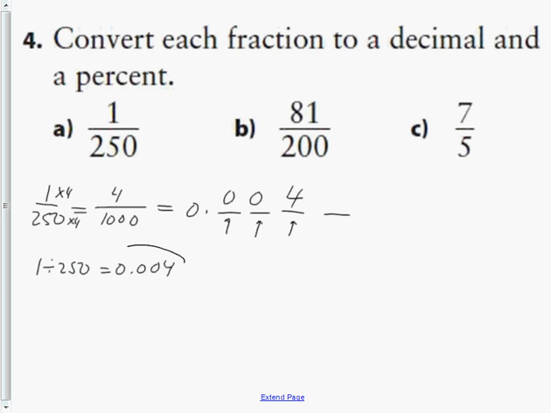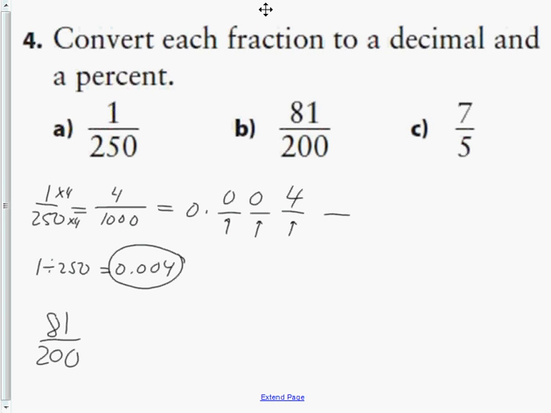4 thousandths would look like this, and there it is right there, right? When I did division, I got that. When I used my equivalent fractions, I got that as well. So either way would be acceptable to show. So for the next one, I'm not going to use division. So I'm not going to go 1 divided by 250. I'm going to figure it out a different way.